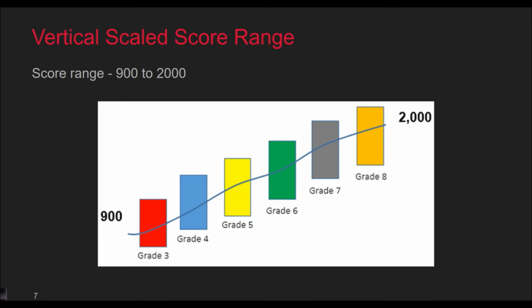This is an example of the vertical scale score range. So in theory, as your child progresses through school, their vertical scale should rise for both reading and math because they are becoming better readers and they're becoming better mathematicians.